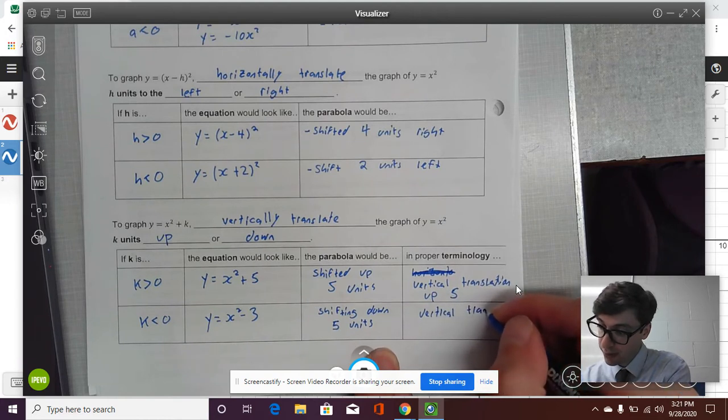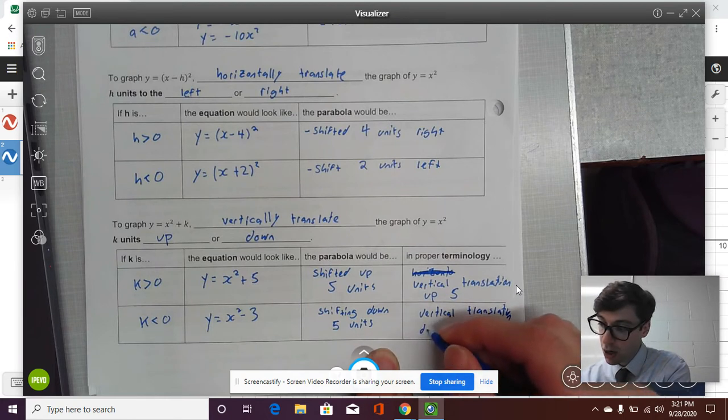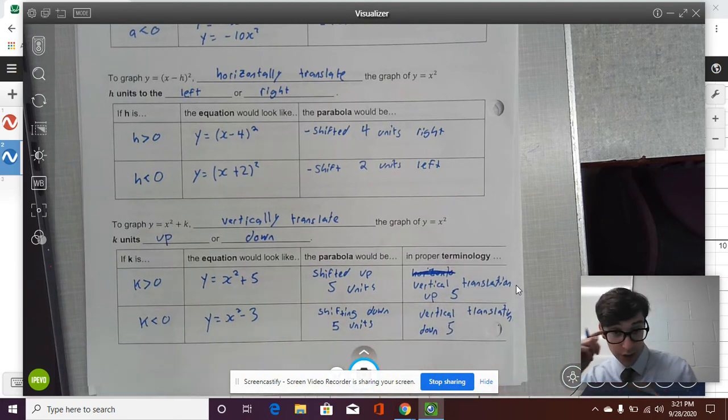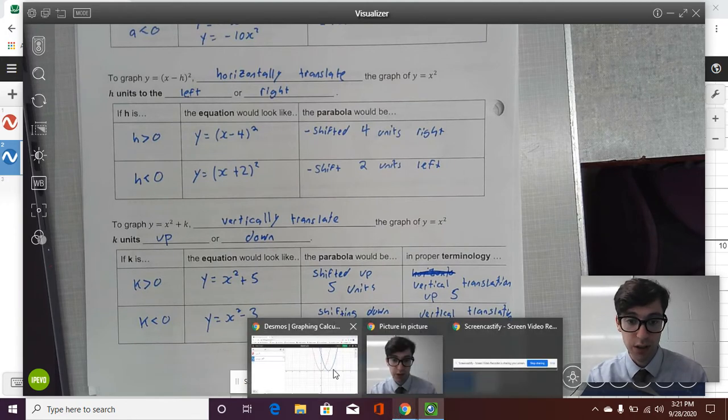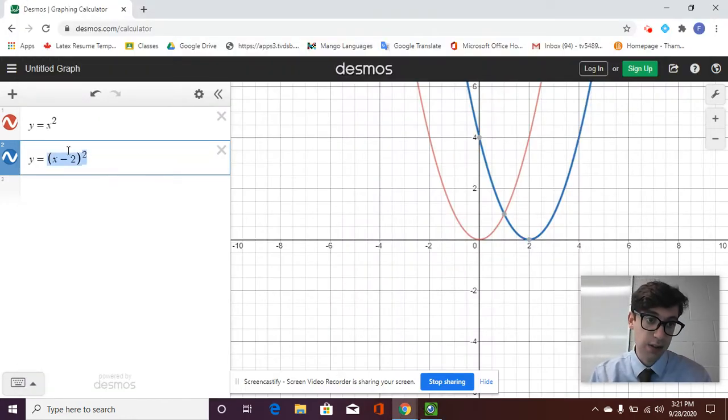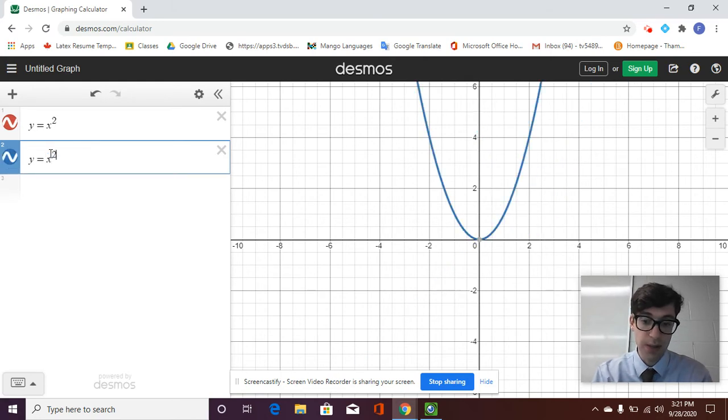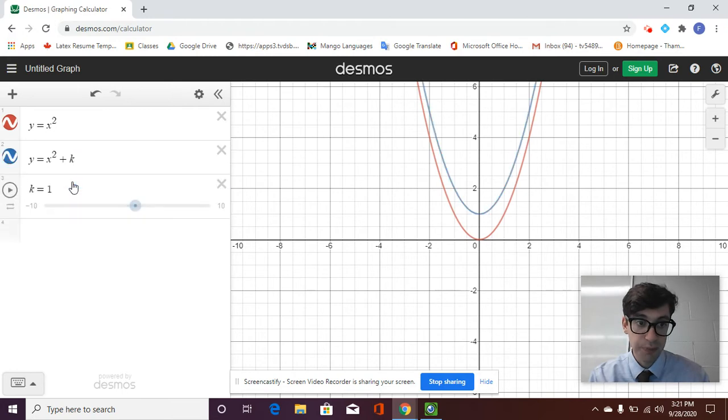So we use translation in math to mean that we're moving something, but we're not changing the shape. Translation just means I'm moving something around, a shift, but we're going to use the word translation. So let's just look at that. This is our last example. Again, we're always comparing to that basic parabola y equals x squared. Now we're looking at x squared plus k.